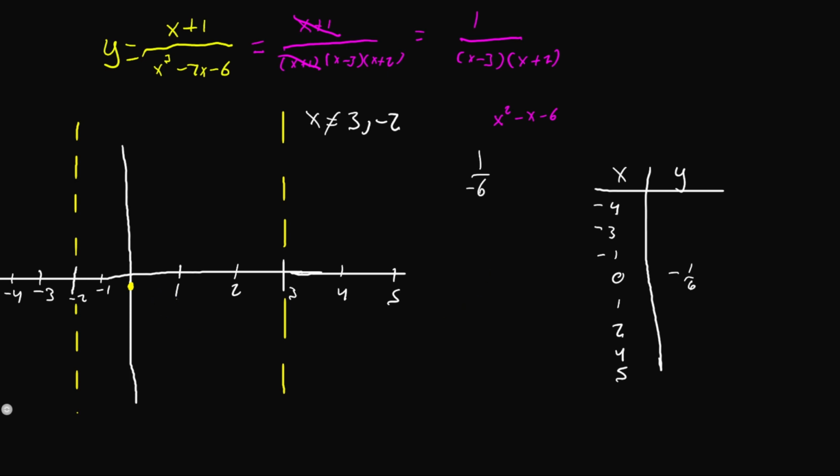So let's go ahead and put it here again. And so we're going to go ahead and look at -1. So giving us 1 plus 1 minus 6, that is going to give us 2 minus 6, which is -4. So we get -1 over 4. So when x equals -1, it is going to be -1/4.